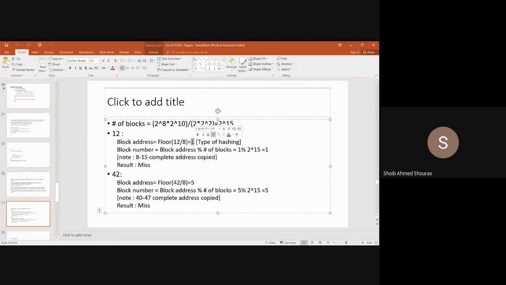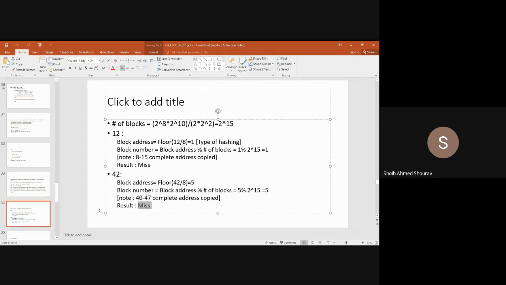Block address into number of bytes, to block address into number of bytes plus number of bytes minus 1. Okay, simple formula. Try to keep this in mind. So 1 into 8 is 8, to 8 plus 7: 1 into 8 plus 8 minus 1, that is 8 plus 7. And for 42, what address should be copied?